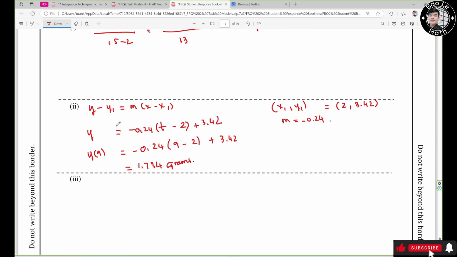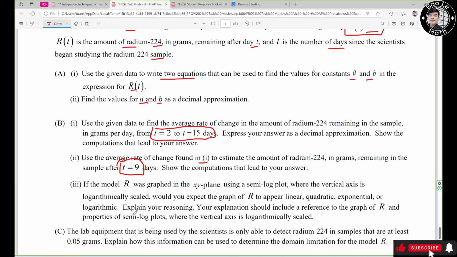Now let's move on to question B3I. If the model R was graphed in the xy plane using a semi-log plot, where the vertical axis is logarithmically scaled, would you expect the graph of R to appear linear, quadratic, exponential, or logarithmic? Explain your reasoning. Your explanation should include a reference to the graph of R and the properties of semi-log plots, where the vertical axis is logarithmically scaled.